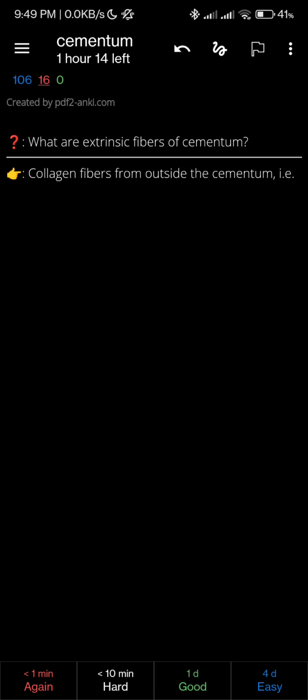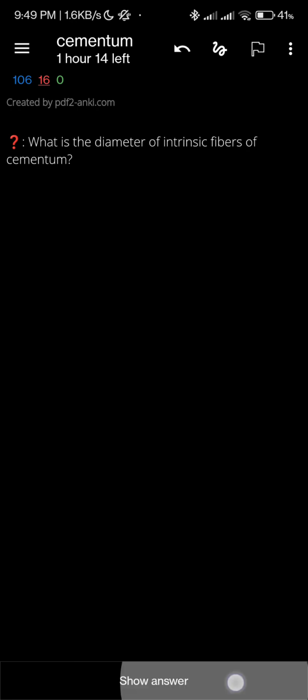What are extrinsic fibers? Extrinsic fibers are collagen fibers formed outside the cementum. What is the diameter of intrinsic fibers in cementum? 1 to 2 microns.